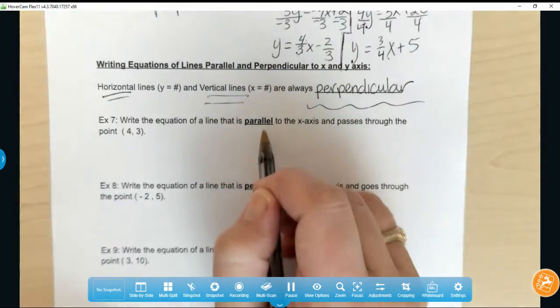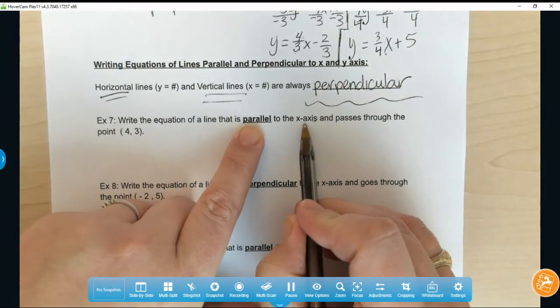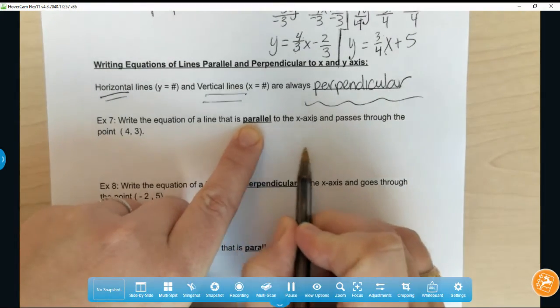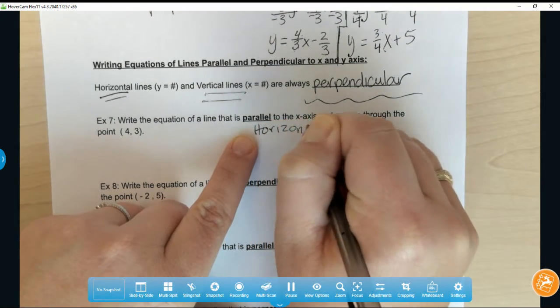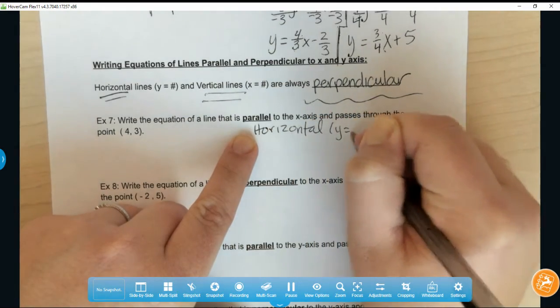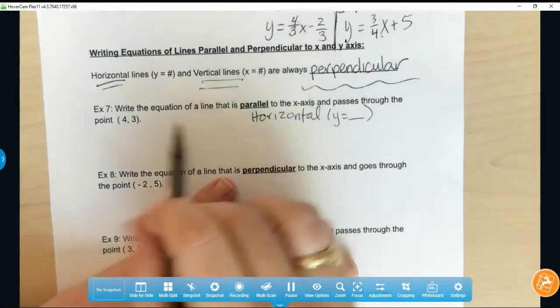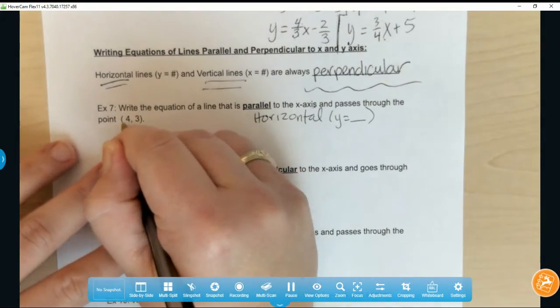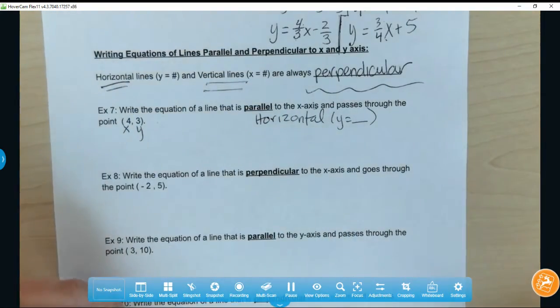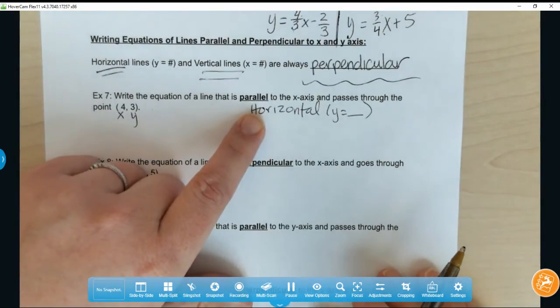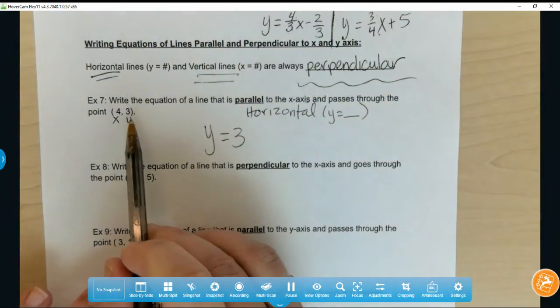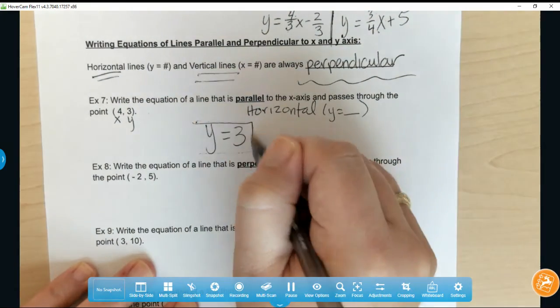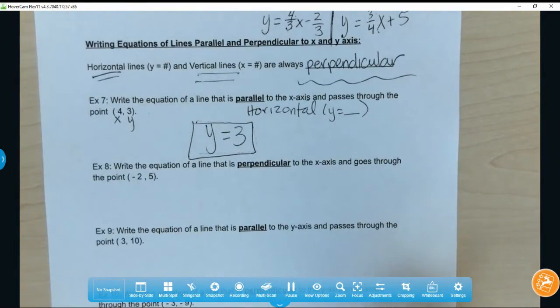Write the equation of a line that is parallel to the x-axis. So we know the x-axis is the horizontal axis. So we're going to need a horizontal line. So we're thinking y equals something, but it has to pass through the point (4, 3). So if we know this is our point, and our line has to be horizontal, and it has to go through that point, I know that my equation would have to be y equals 3, because that's the y value that we were given. So y equals 3 would be parallel to the x-axis, and it would go through that (4, 3) point.